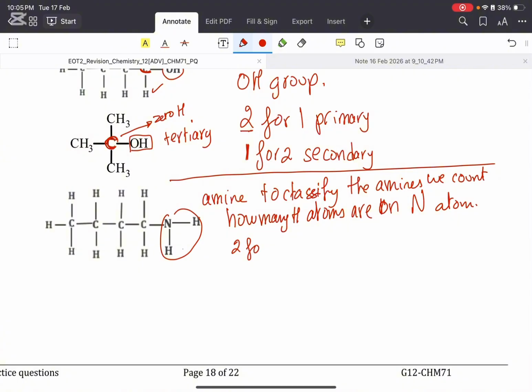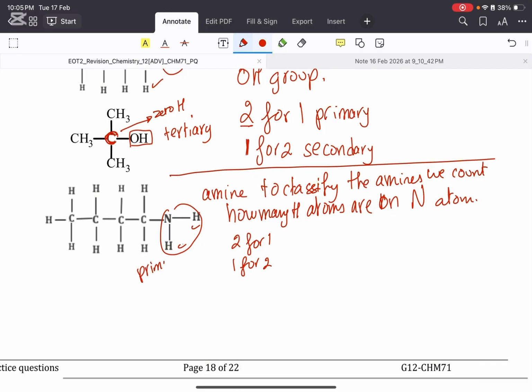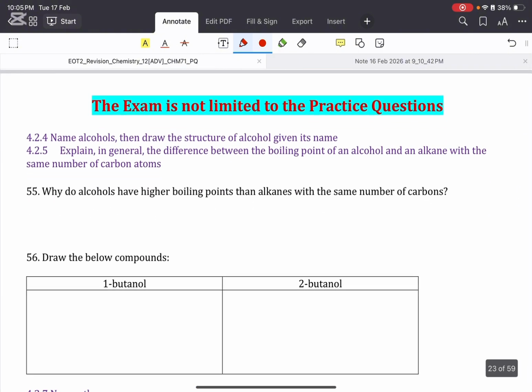And again, 2 for 1, 1 for 2, 0, you will say tertiary. So this N has 2 hydrogens. That's a primary amine. Let's continue.